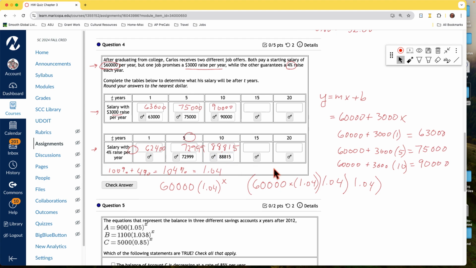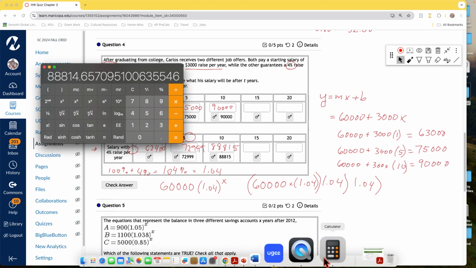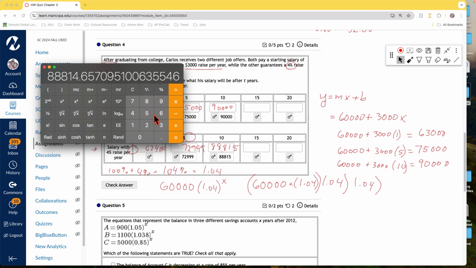What you see is that actually that linear equation initially is growing faster. After 10 years, we're getting 90,000 instead of 88. But even at 4%, what you're going to find is by the year 20, it's actually going to be bigger. Of course, maybe you want to retire after 10 years. So which job do you take? It just depends. So again, we could jump out to 20 years. We don't have to do the ones in the middle.